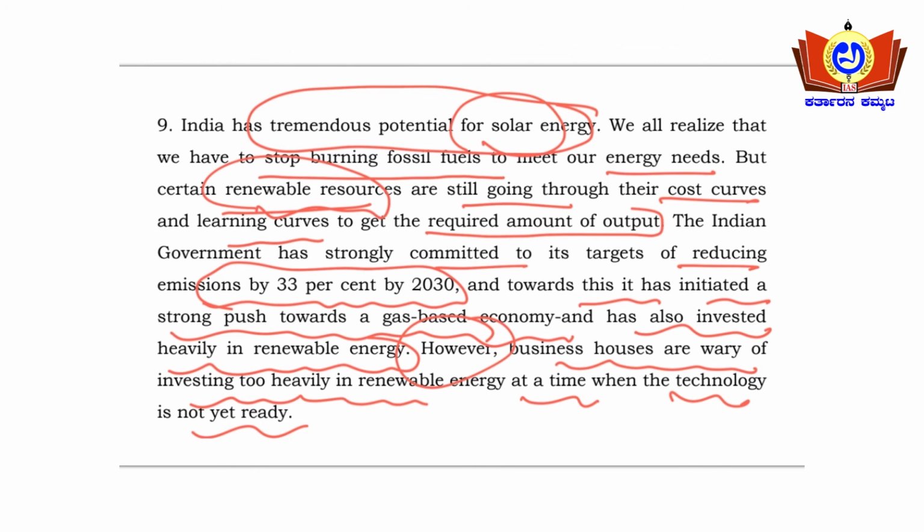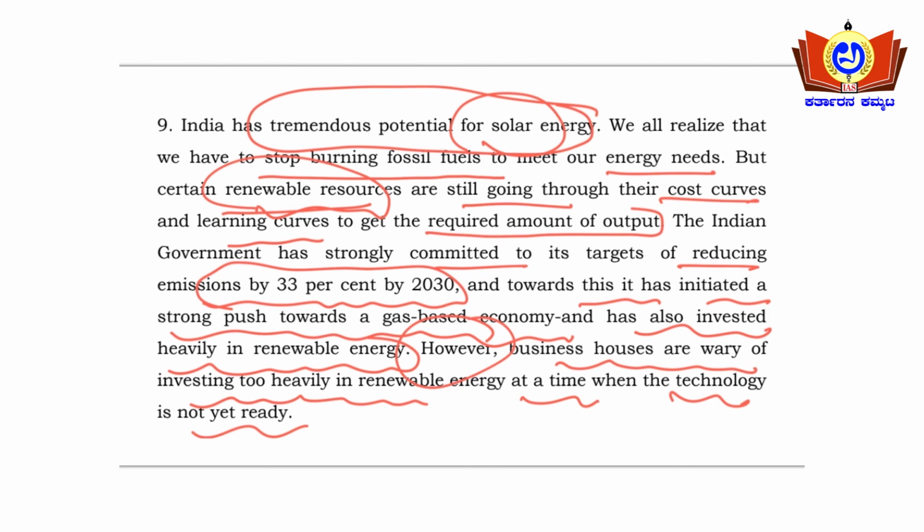The India government has strongly committed to its targets of reducing emissions by 33% by 2030, and towards it has initiated a strong push towards a gas-based economy. Okay, it has already strongly committed to reduce the emissions by 33%, and to achieve this, it has initiated a strong push towards the gas-based economy and also invested heavily in renewable energy.